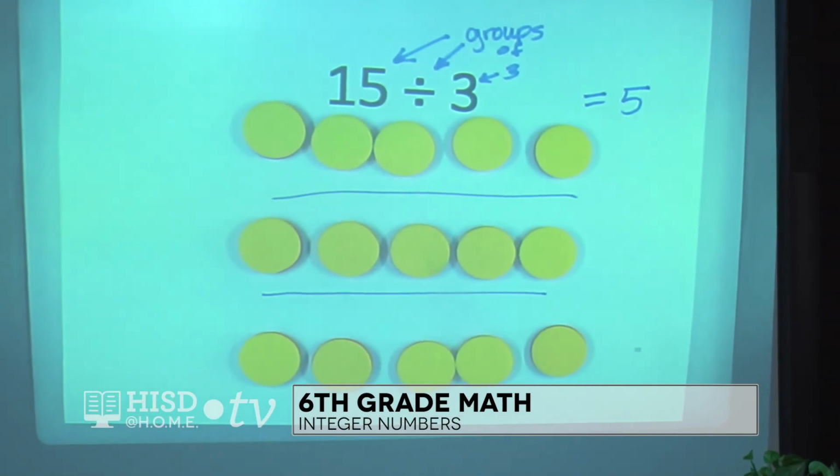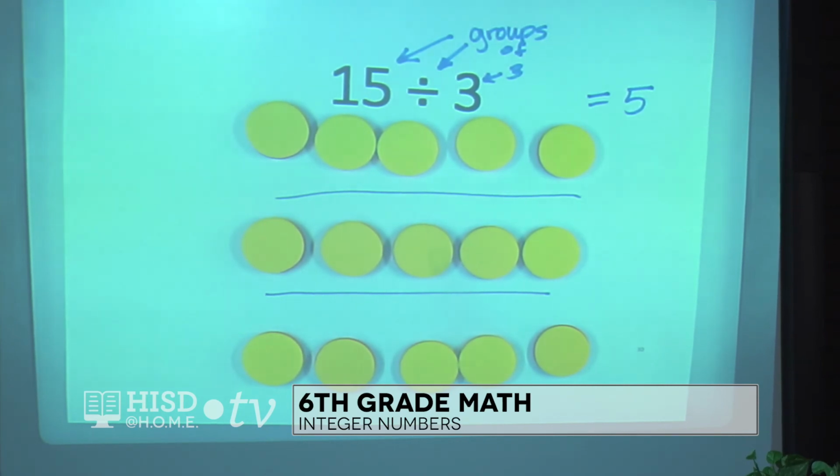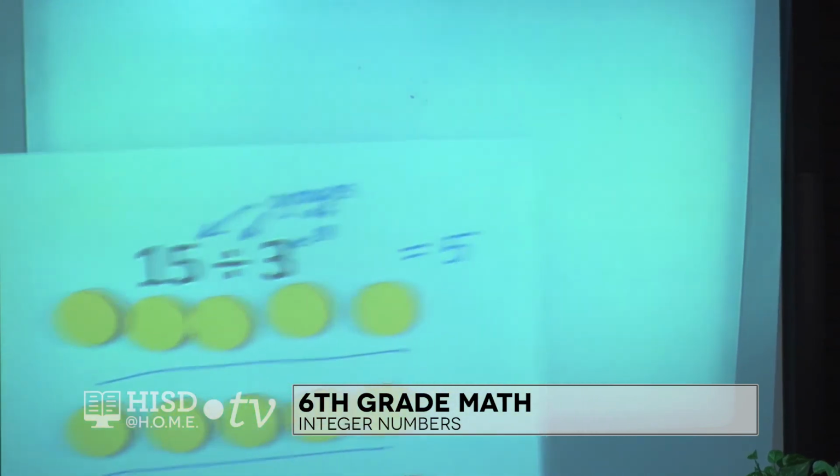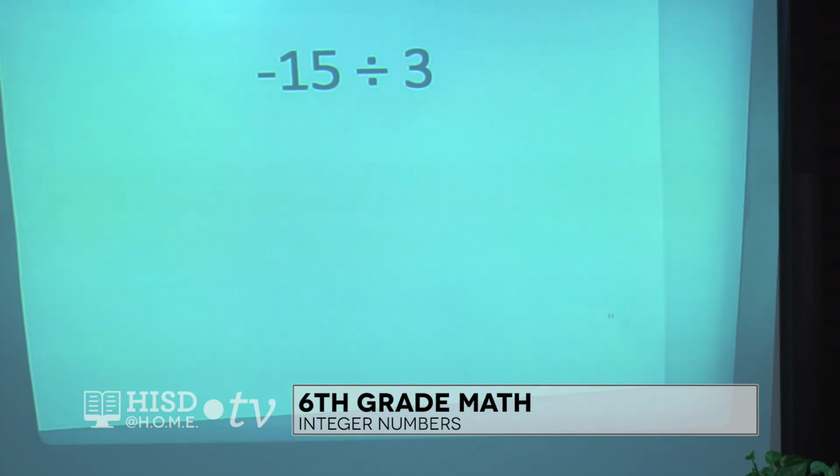So remember division, we want to think about division as dividing into groups. We can think of it as how many groups it's telling me to divide into, or sometimes it's easier to think about how many are in each group. So let's look at this next one, because here come the integers. So I've got negative 15 this time divided into 3 groups.